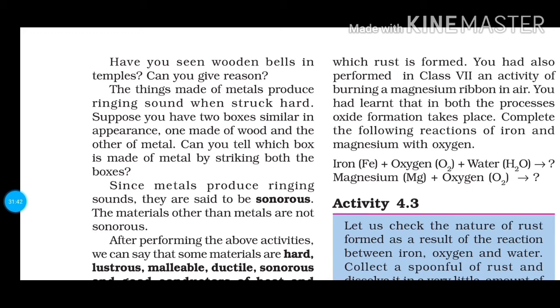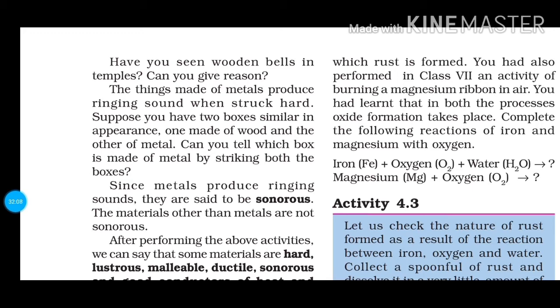Okay, so here we can know in detail the things made of metal produce ringing sound when struck hard। ठीक है, जब भी उनके सरफेस को स्ट्रक किया जाता है, उनको हिट किया जाता है, then definitely जो मेटल्स होती हैं वो प्रोड्यूस करती हैं एक साउंड को, एक रिंगिंग साउंड को। Suppose you have two boxes similar in appearance, one made of wood and the other is made up of metal. Can you tell which box is made of metal by striking both the boxes?